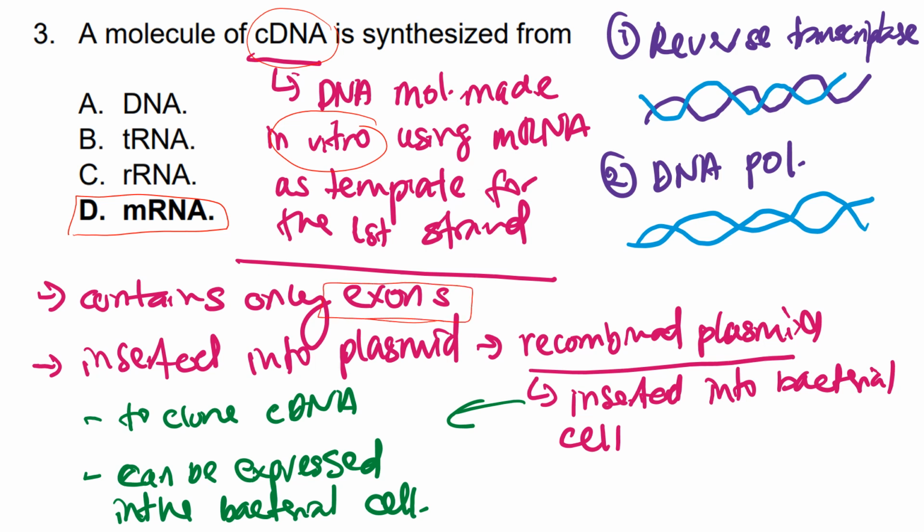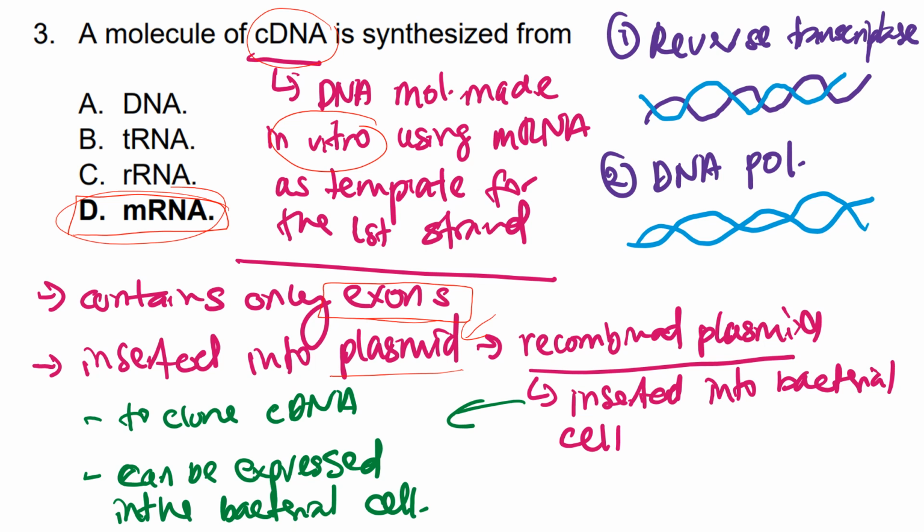So cDNA can code for the synthesis of protein without the interruptions of introns, which are the non-coding regions. Once you have produced the cDNA molecule, you can insert it into the plasmid. cDNA is double-stranded DNA, so you can insert it into the plasmid, which is also a double-stranded DNA molecule. You cannot insert mRNA into the plasmid because mRNA is a single-stranded molecule.